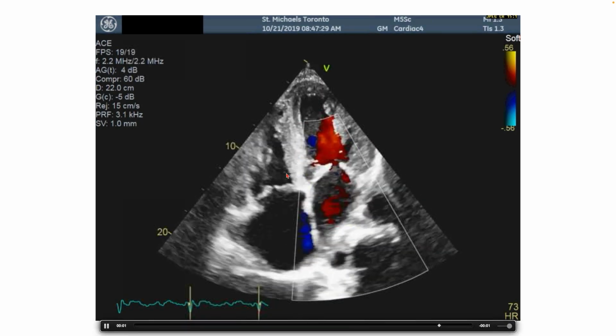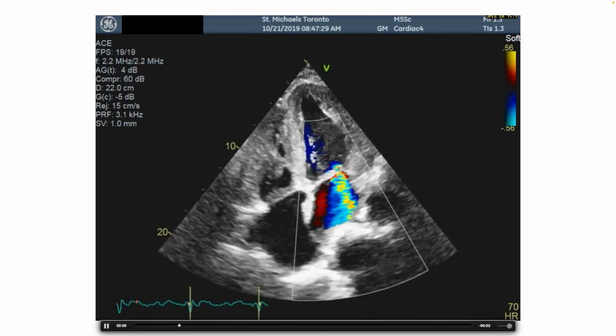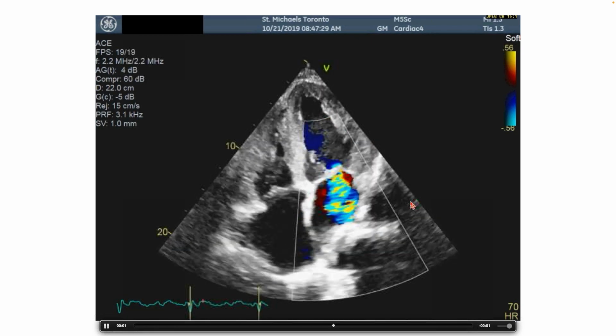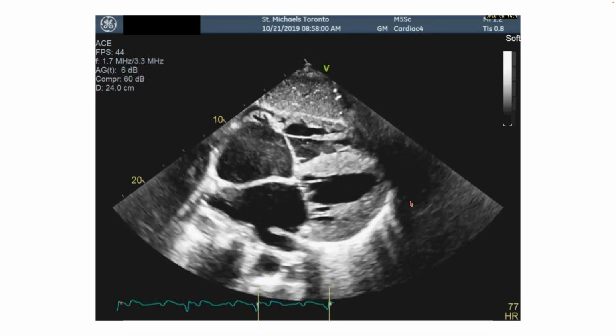And also, as a result of the stiffening of the mitral leaflet, you can get variable degrees of mitral insufficiency as well as tricuspid insufficiency.